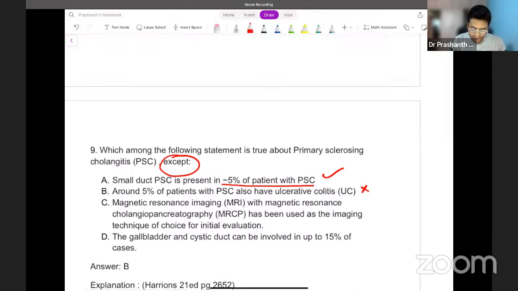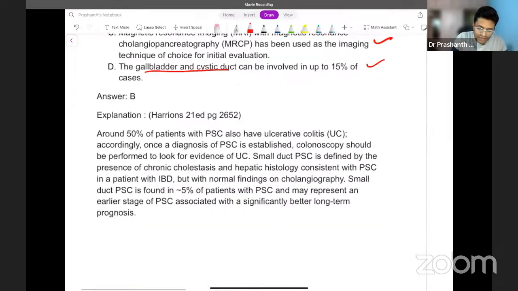Third is, MRI and MRCP has been used as imaging test of choice initially. Yes, it is true. Initial days, ERCP was used, but of late, because of its complications and easy availability of non-invasive modalities, now the MRCP is the test of choice of initial evaluation. Also remember the last option, gallbladder and cystic duct can also be involved in up to 15% of cases. We should know that this is true. Almost a significant number of patients, 15%, have gallbladder and cystic duct involvement. Okay, so this is again given in detail in Harrison.